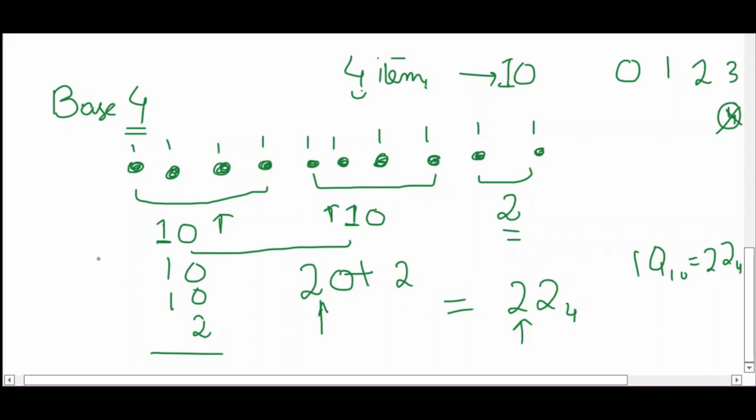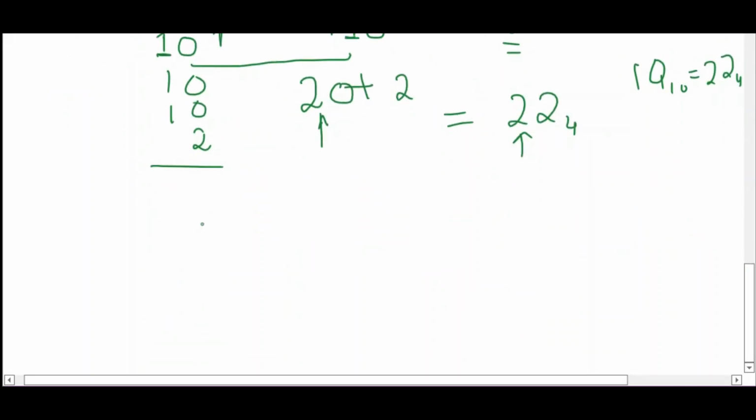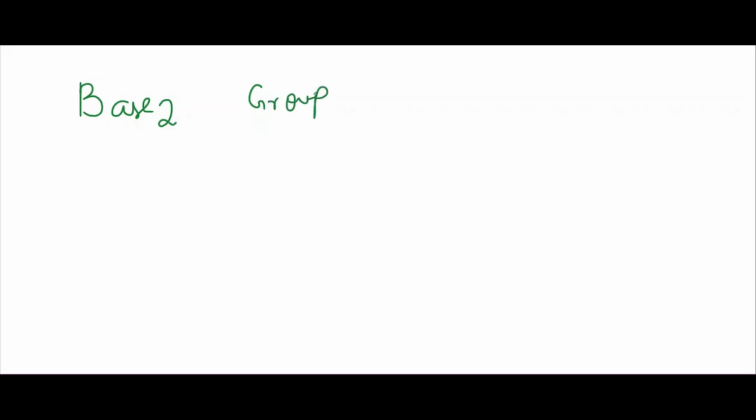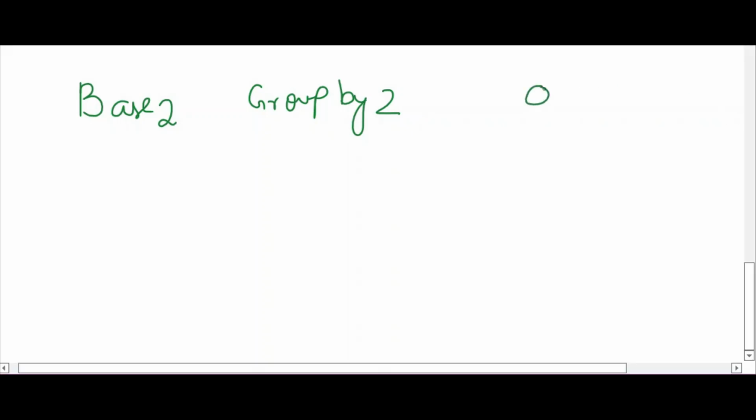So let's extend this concept to the binary number system. So now let's talk about the binary number system. How does that work? The binary number system is base 2. That means we have to group by 2's, right? So that means I have the digits 0 and 1 only, because if we get 2 items, they are going to be grouped by 2's, and that will be one whole group of 2 and no more.